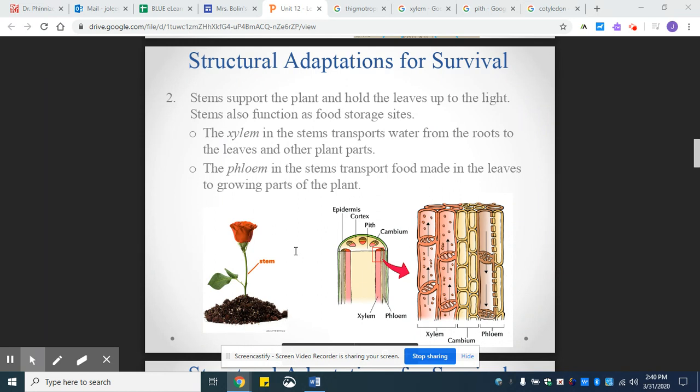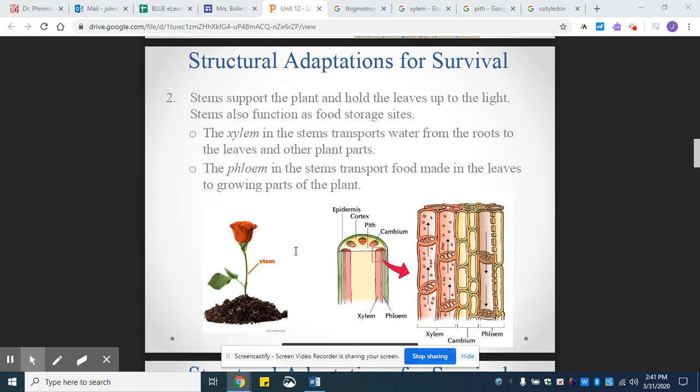2. Stems support the plant and hold the leaves up to the light. Stems also function as food storage sites. The xylem in the stems transports water from the roots to the leaves and other plant parts. The phloem in the stem transports food made in the leaves to growing parts of the plant.